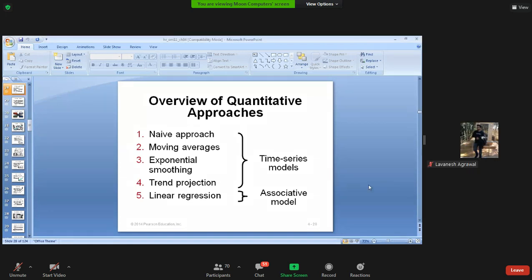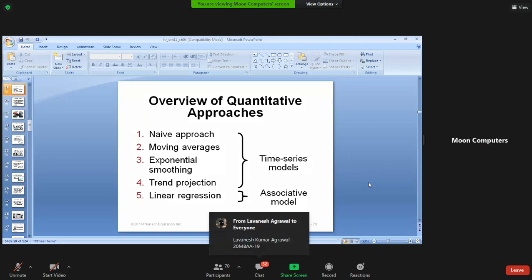You can identify that this is time series data. So the quantitative approach of forecasting that we are discussing is based on historical data. The quantitative approaches that we are going to tell you are all those approaches that require historical data. That needs the past data.